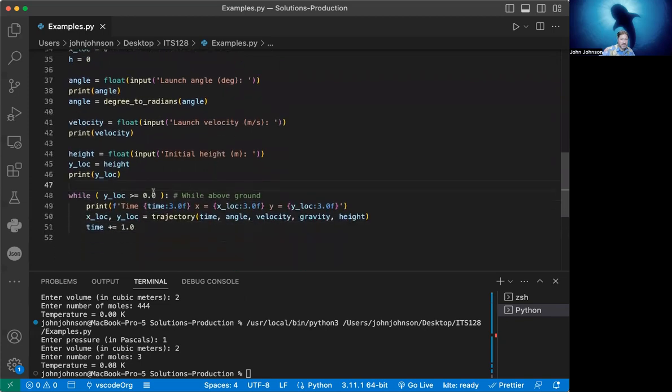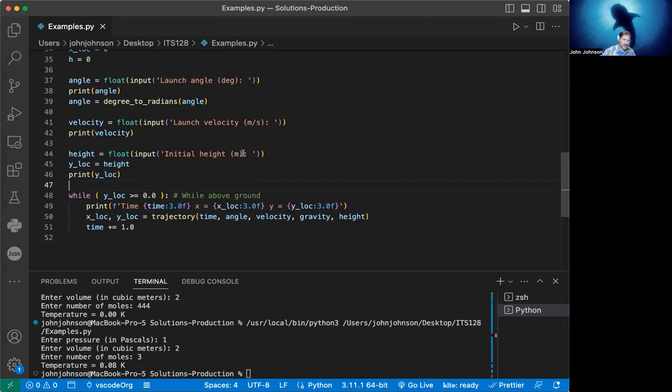And then we go in here and we're just saying that we're going to do a loop while y loc is greater than or equal to 0. In other words, while it's above ground. We're going to print out the time here, and it has the formatting as well. And it's saying x is equal to the x location, then y is equal to the y location.